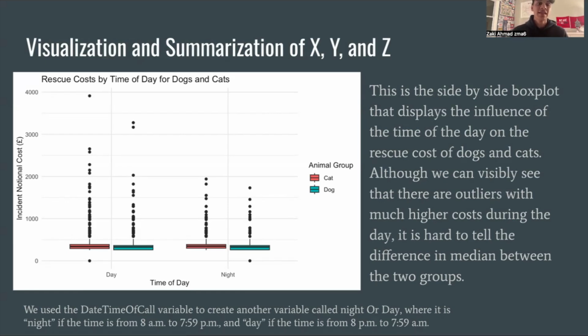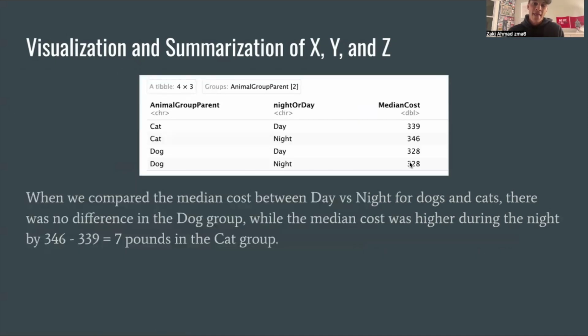So we can see that in daytime and nighttime, there's extreme outliers, but there are more outliers that occur during daytime. Again, it's difficult to see the difference in the medians from these box plots just because our outliers go so high. And that's why we created a chart with four different groups summarized through our two different variables, which is our animal group parent and night or day.